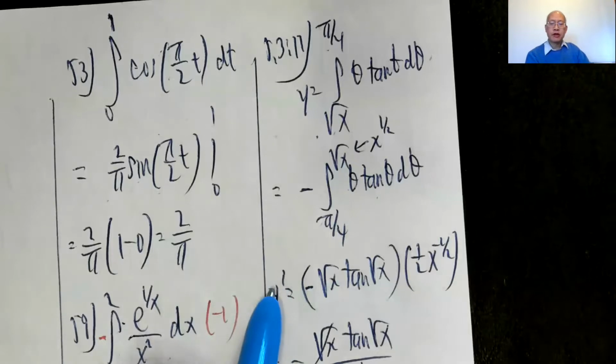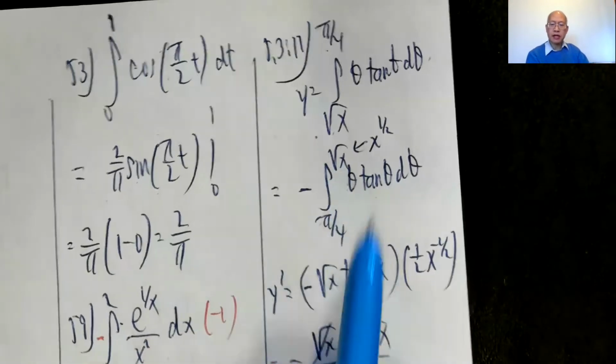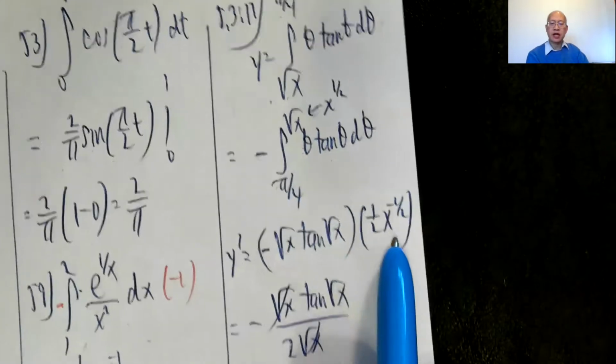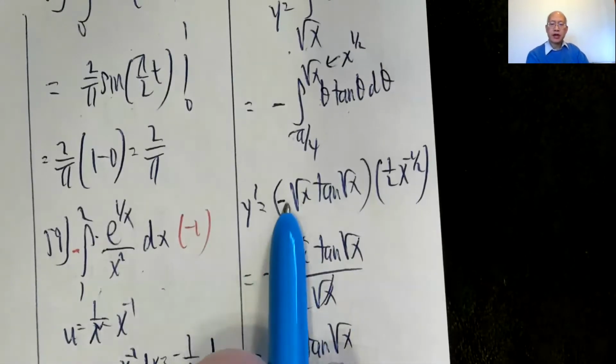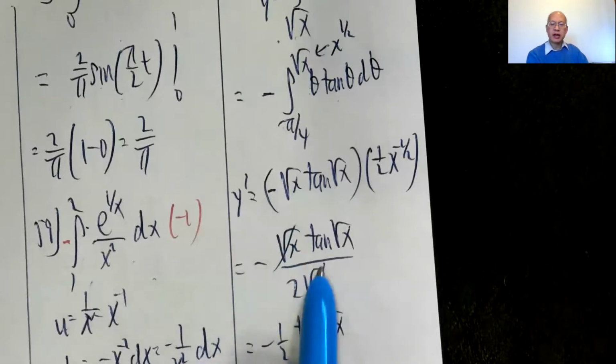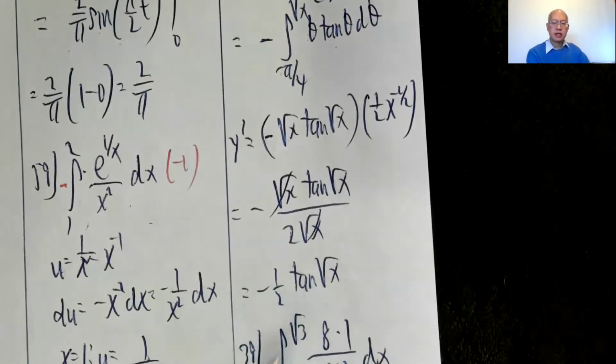So for the derivative, y prime, put radical x right there and right there. And then times the derivative of radical x, which is 1/2 x to the negative 1/2. So that's negative x tan radical x over 2 radical x, cancels out, negative 1/2 tangent radical x.